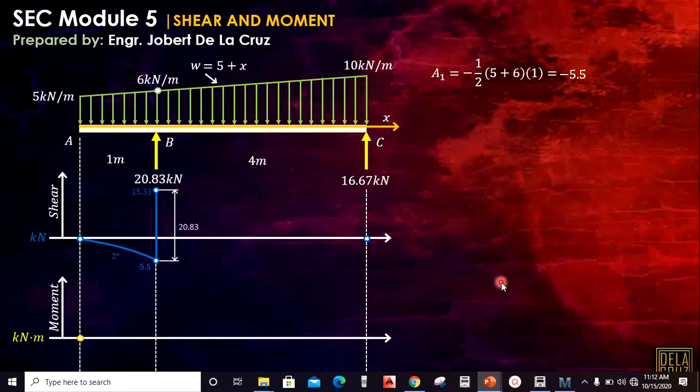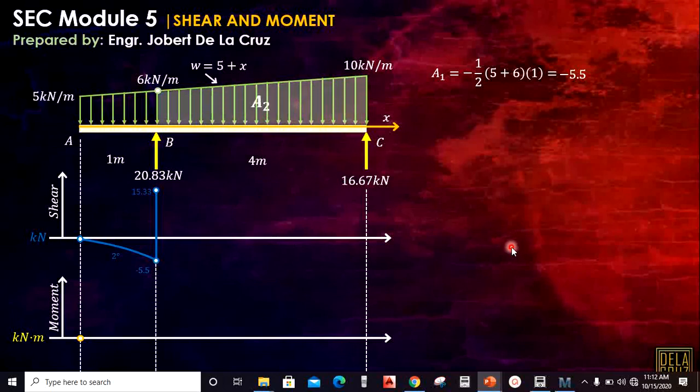Okay? Now, considering this area na dito, the second area here, let's call that area 2. Again, that is just a trapezoid. Just follow this one. So, negative pa rin since downward yung forces na yan. So, negative 32. Okay? So, from here, it will have an abrupt change of negative 32. That one. So, 15.33 minus 32, then it will give us negative 16.67.